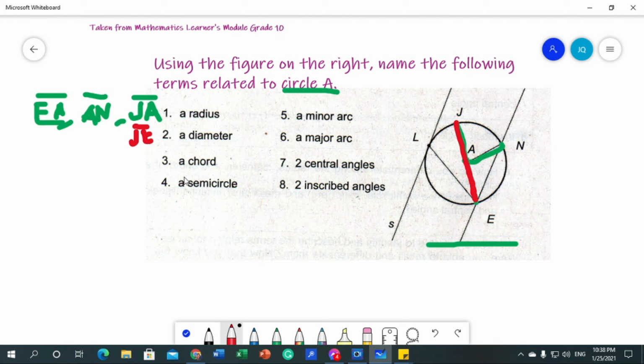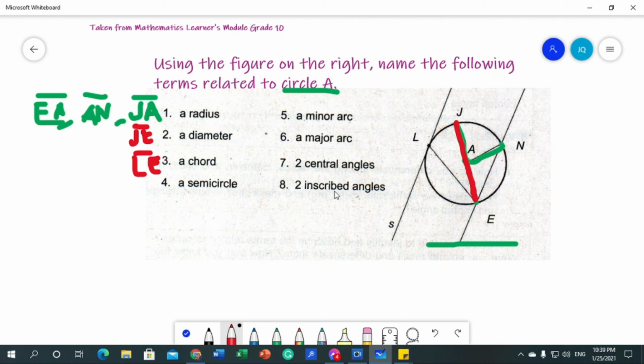Is there another diameter that you can see? Is line segment LE a diameter? Of course not. Why? Because it does not pass through the center. A line segment which touches the opposite sides of a circle and passes through the center is a diameter. So what do you call LE? It touches 2 points in a circle, but it does not pass through the center. It is called a chord. Line segment LE or EL is a chord, simply because it touches 2 points in a circle.